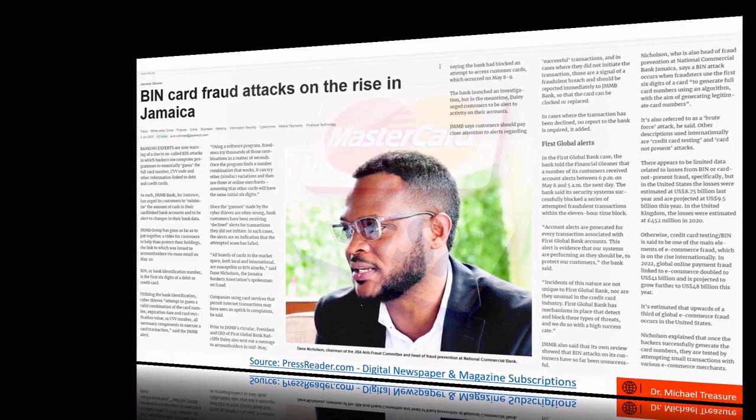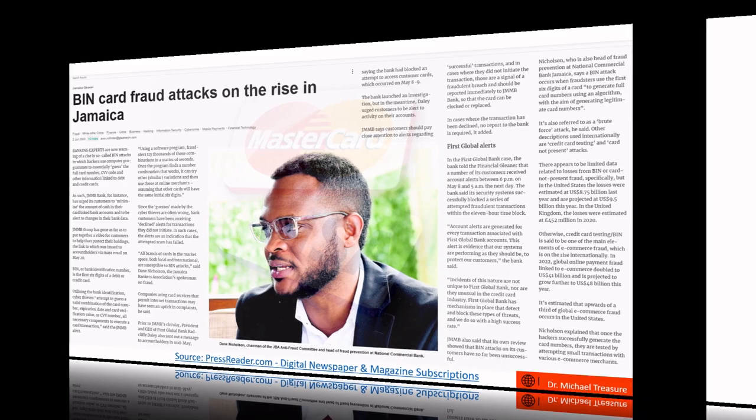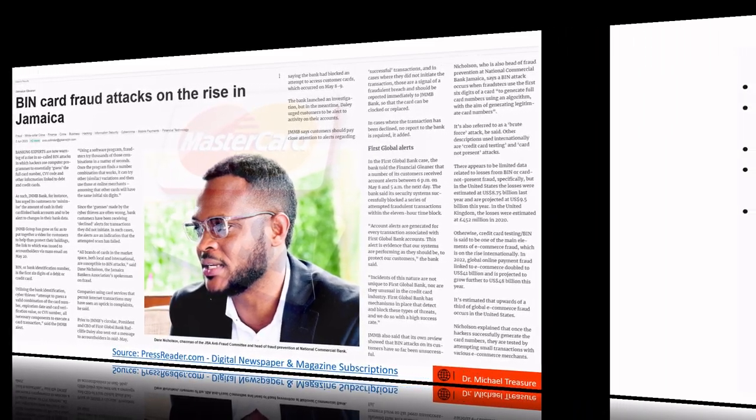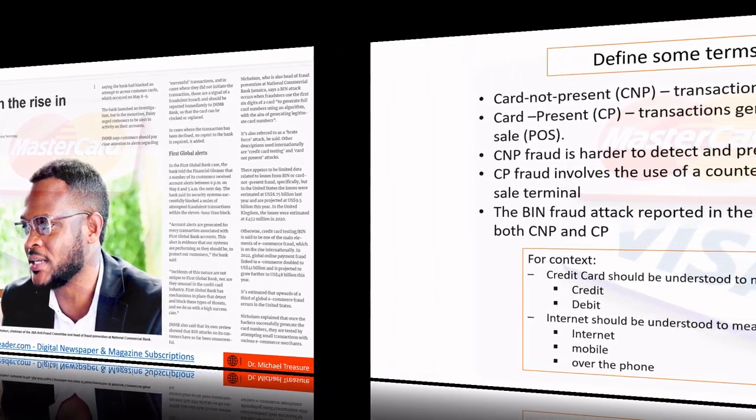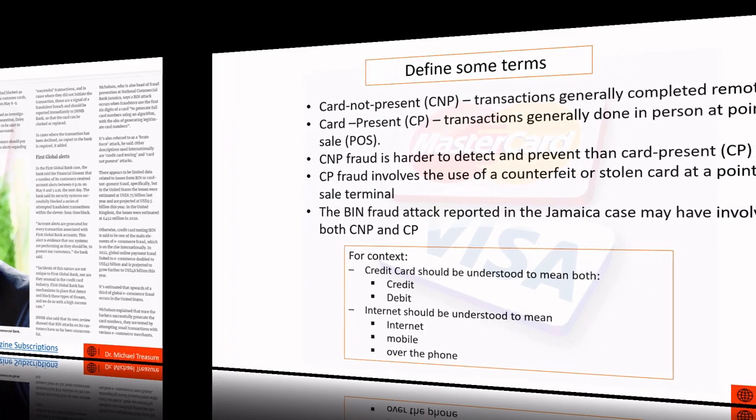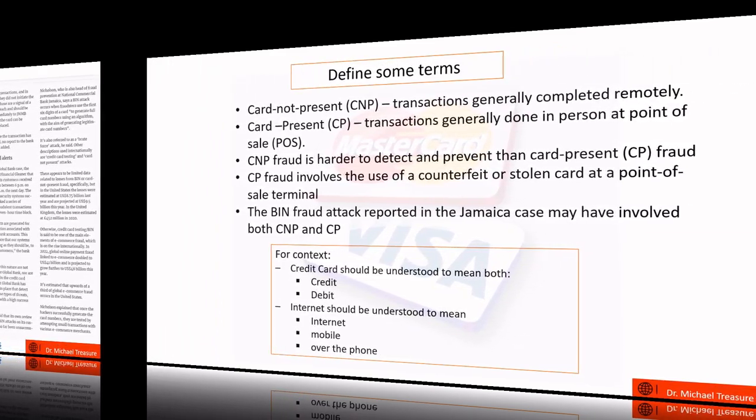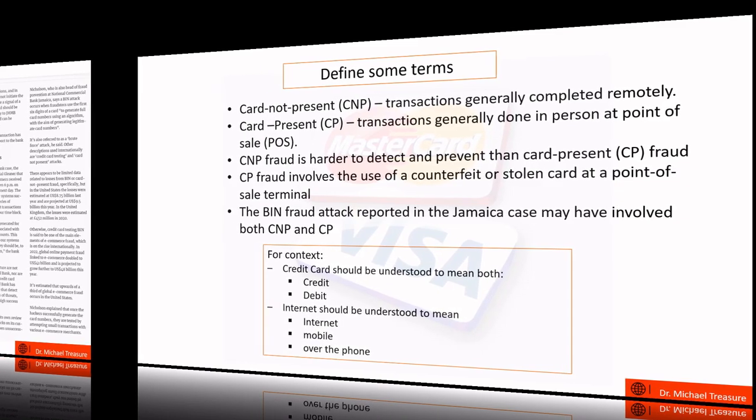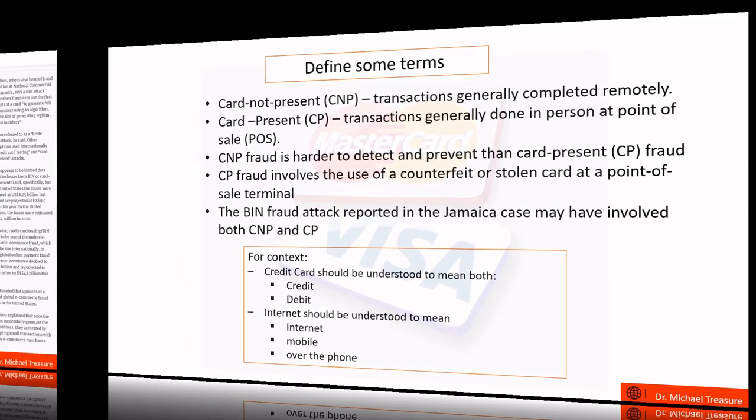Before we go any further, let's establish some basics. Card not present, CNP, generally references transactions completed remotely. Card present, CP, generally references transactions done in person at retail point of sale. Card not present fraud is harder to detect and prevent than card present fraud.